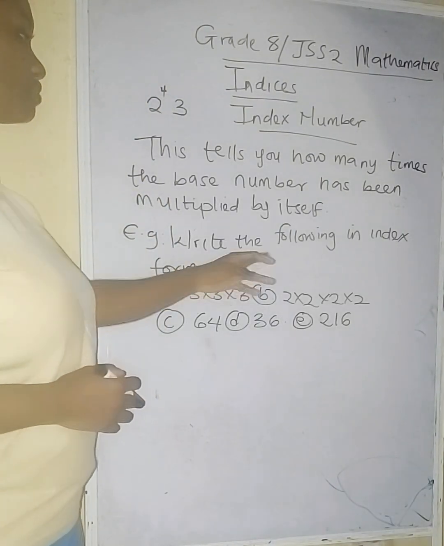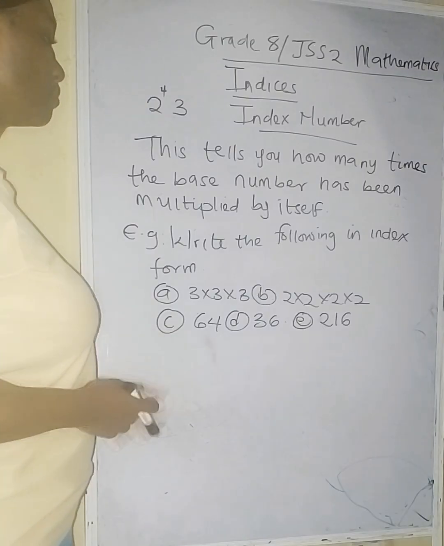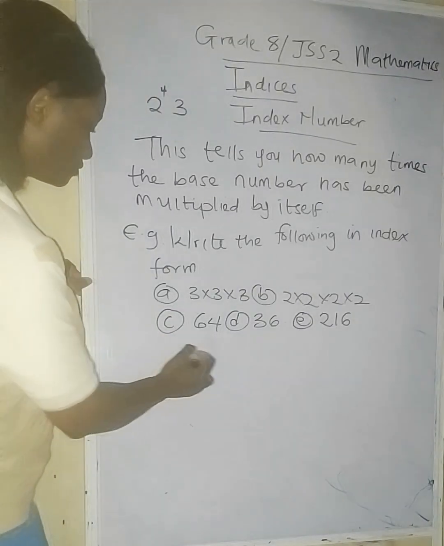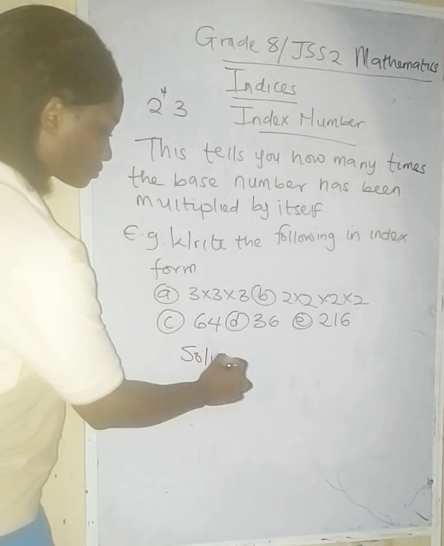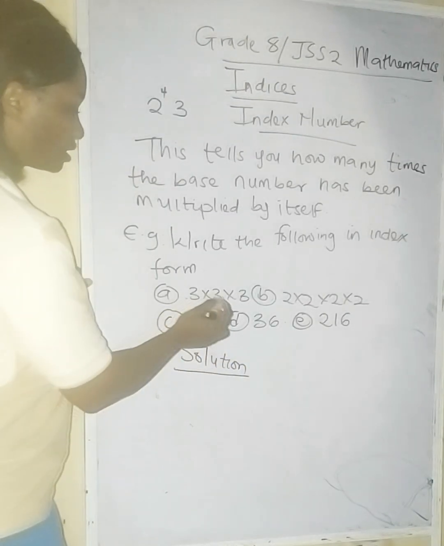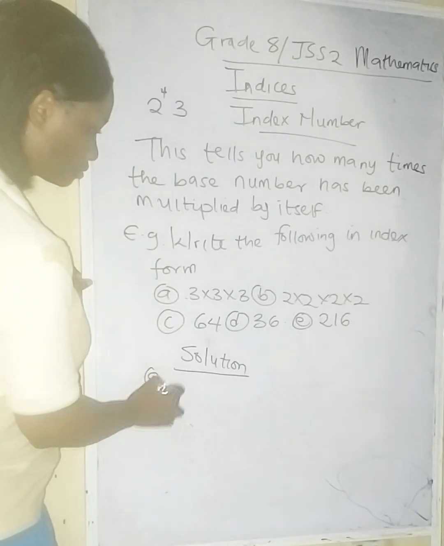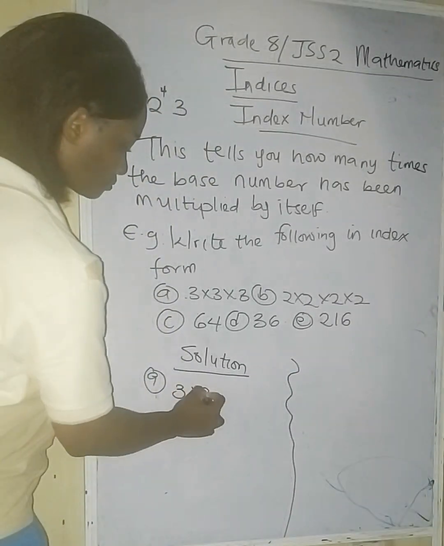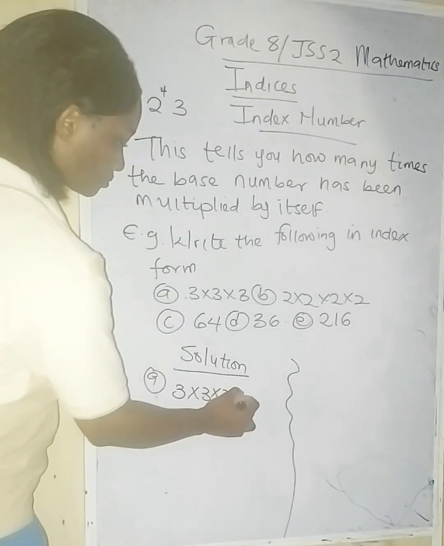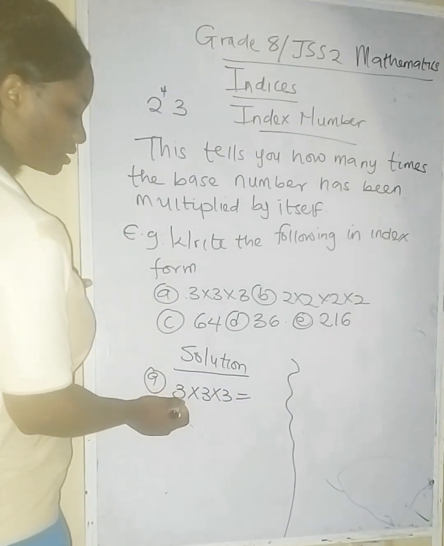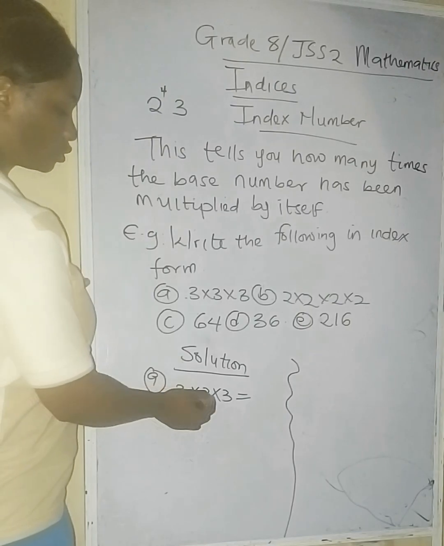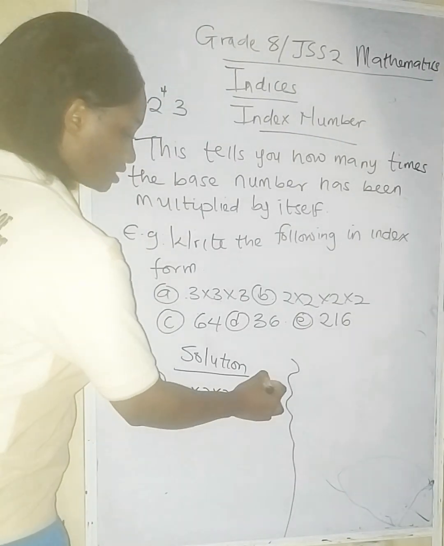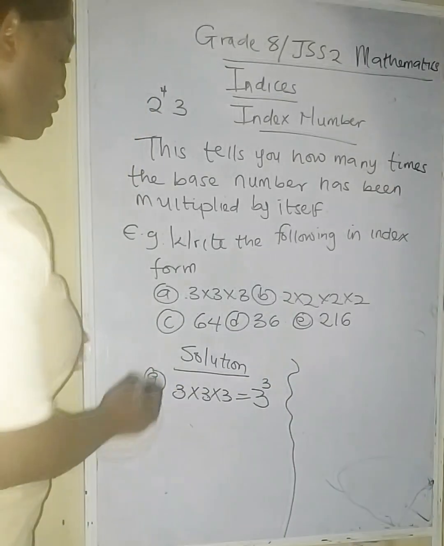So now we are asked to write the following in index form. Let's start with the first one: 3 times 3 times 3. Let's count it. The base appears how many times? 1, 2, 3. So that is 3 raised to power 3, the number of times it appears. That's simple.